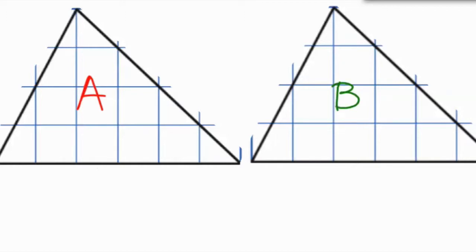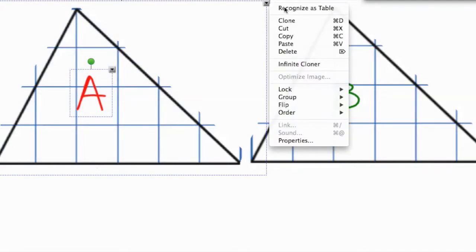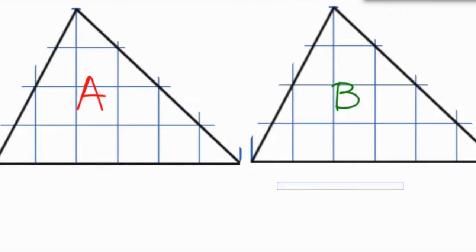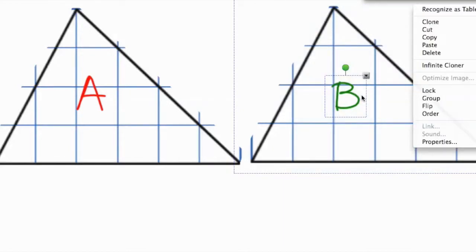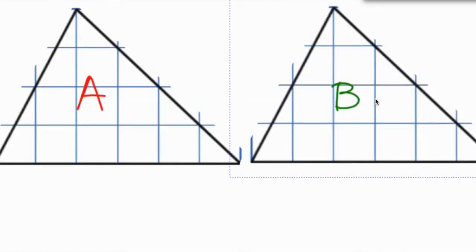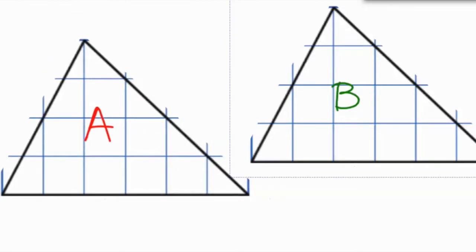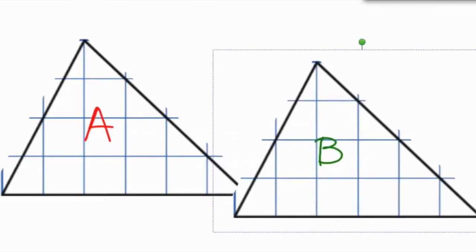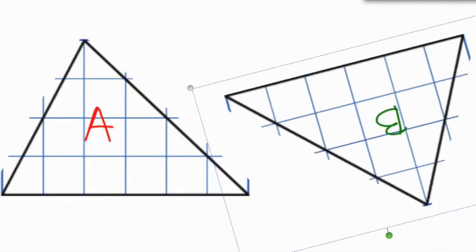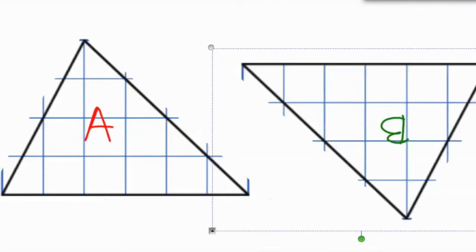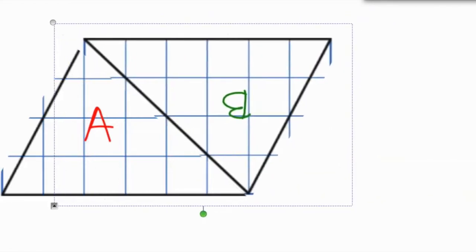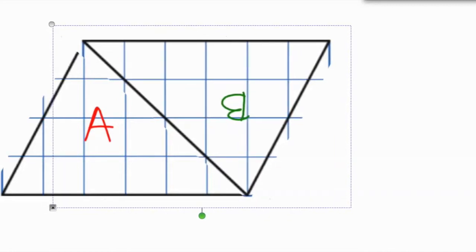Now that we have A and B labeled and they're cut out, it's our job to orient or move our triangles around in such a way that we can create a parallelogram. So how can we move these two triangles to create a parallelogram? Well, if I rotate B upside down and move it over here and line it up perfectly, I see that I've created a parallelogram.